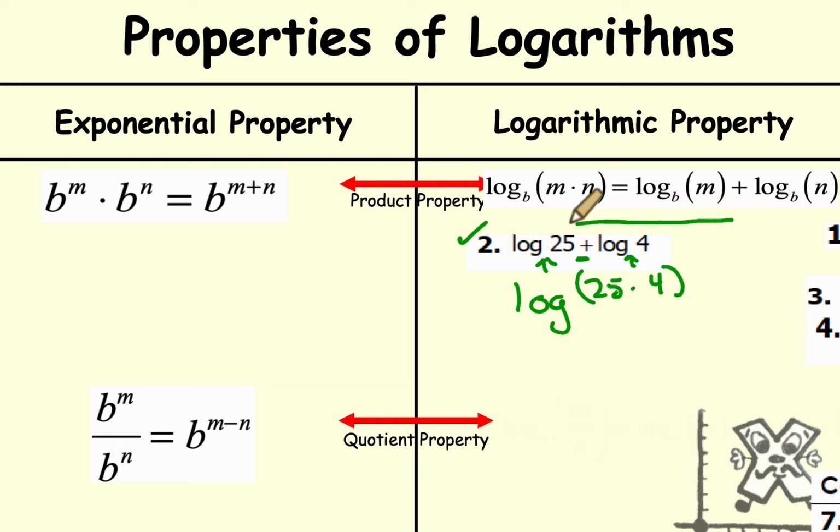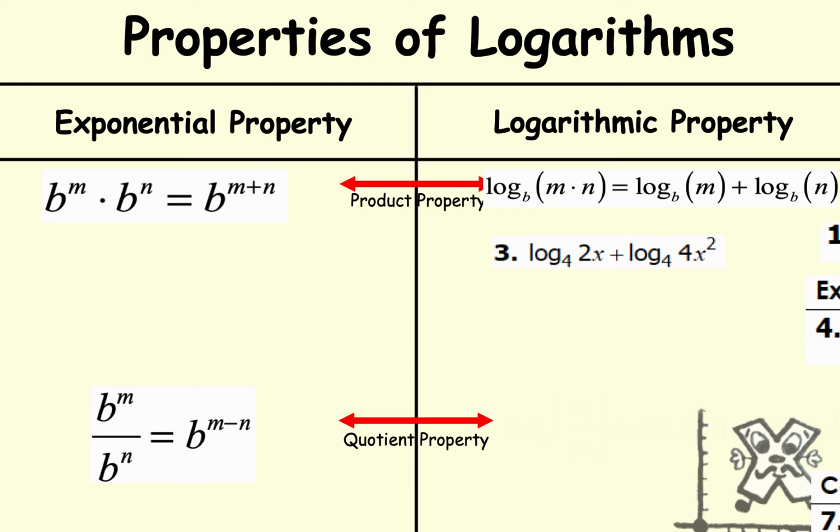So I'm going again this direction, and that gives me the log of 100. But remember, that base is 10. So 10 to what power makes 100? It gives me 2. This way, I could not figure out what the answer was, but when I condense it, it allows me to see that the product is 100. Therefore, the exponent had to be 2.